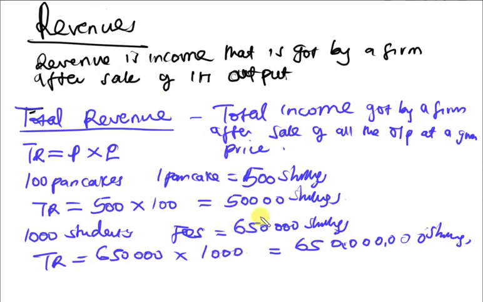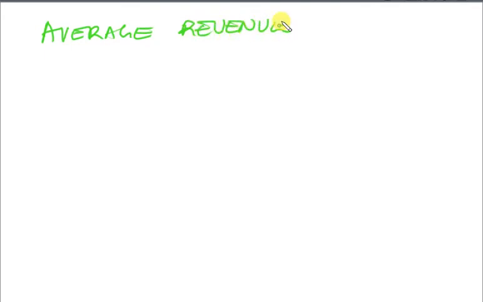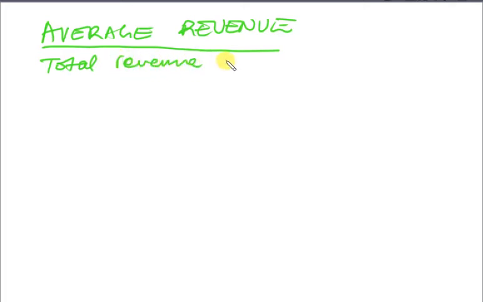And of course, the next other way we measure this, we have also what we call average revenue. Average revenue is the total revenue per unit of output that is sold. This is the total revenue per unit of output that is sold.